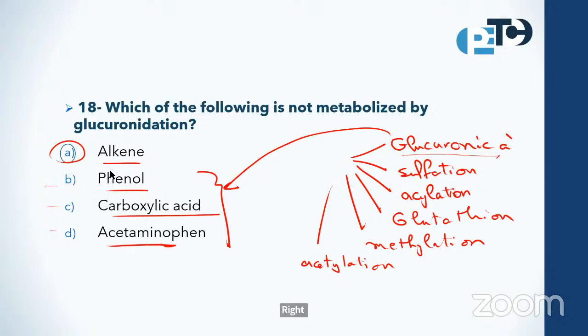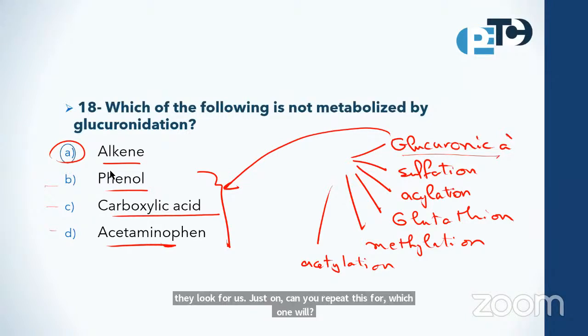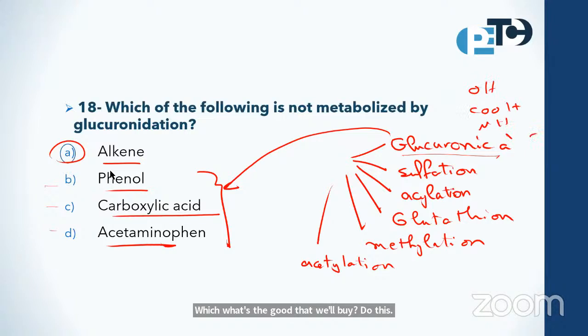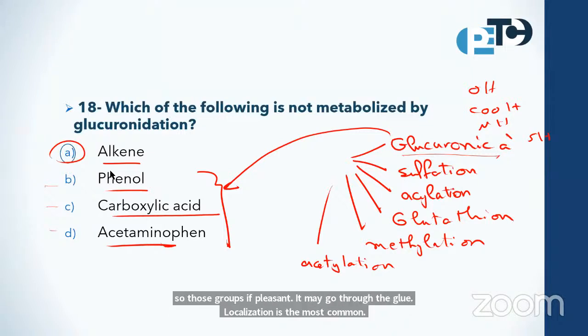Sir, I want to ask, can you repeat this glucuronidation? What is the group that will bind to glucuronic acid? Glucuronic acid will bind to the OH group, to the COOH group, to NH, to SH. All of them will bind to glucuronic acid. So those groups, if present in any compound, may go through glucuronidation. Glucuronidation is the most common phase 2 reaction.